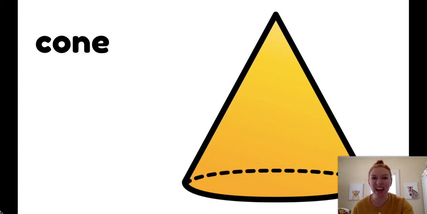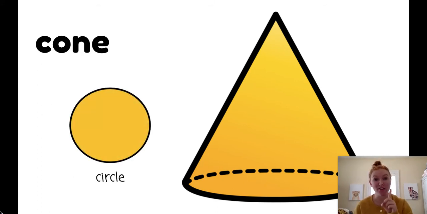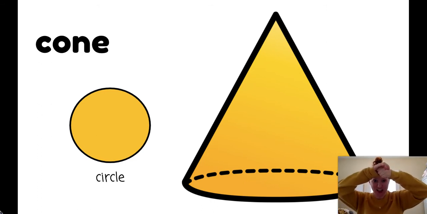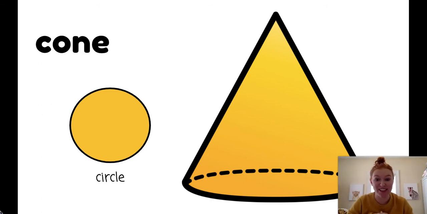And a cone is kind of a silly shape. It has one flat side and it's a circle. So the circle is on one side and then the rest of it, it all comes together into a point. So it doesn't have any other flat sides. It just has the circle. That's the one flat side on a cone.